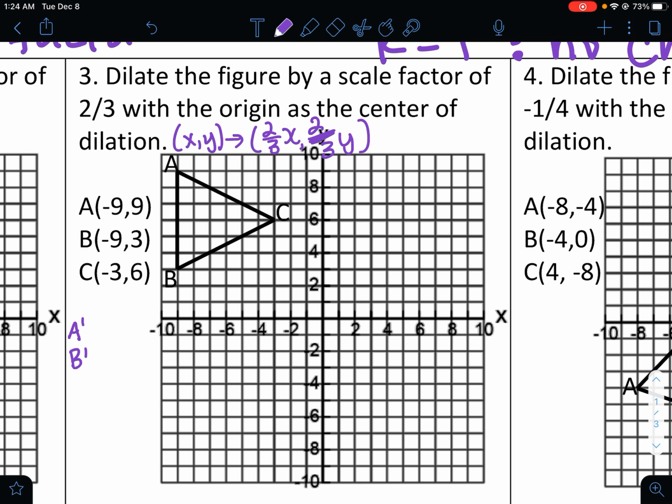And then we have A prime, B prime, C prime. Now, of course, if you're not good with fractions, you need to use your calculator. So let's try A first. So we have negative 9 and 9.